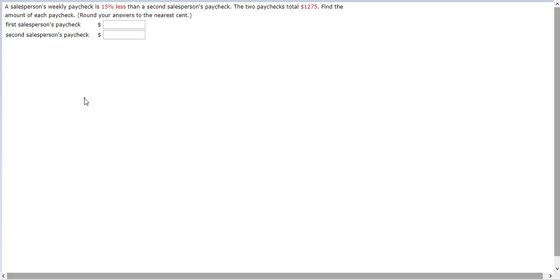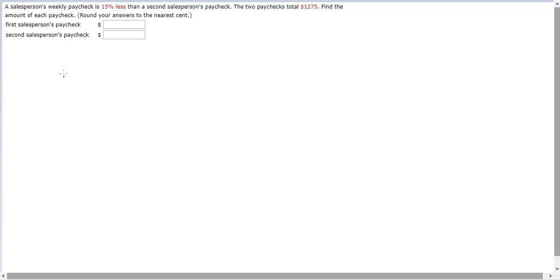This type of problem really trips up a lot of students, so I wanted to make sure to work this example so we can see it. A salesperson's weekly paycheck is 15% less than a second salesperson's paycheck. The two paychecks total $1,275. Find the amount of each paycheck.